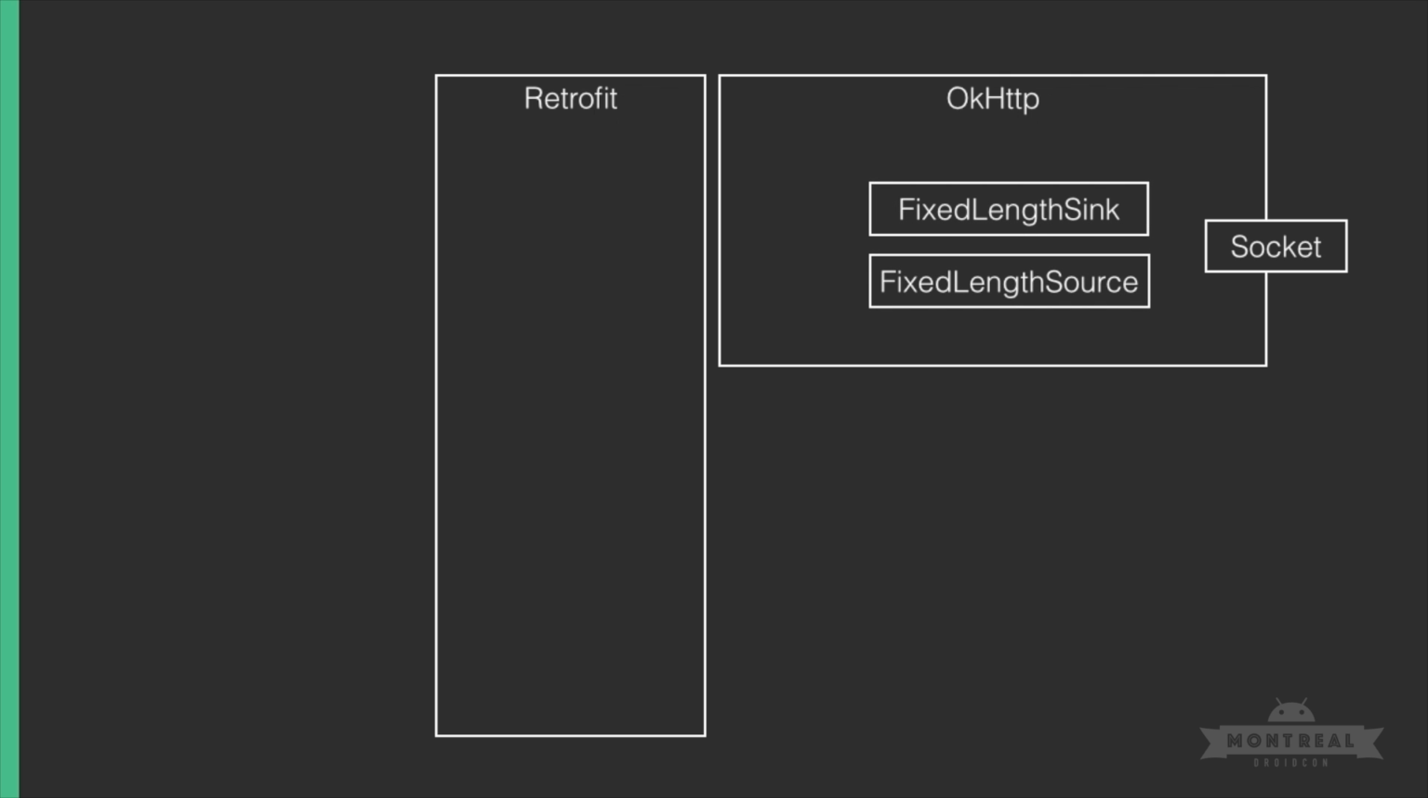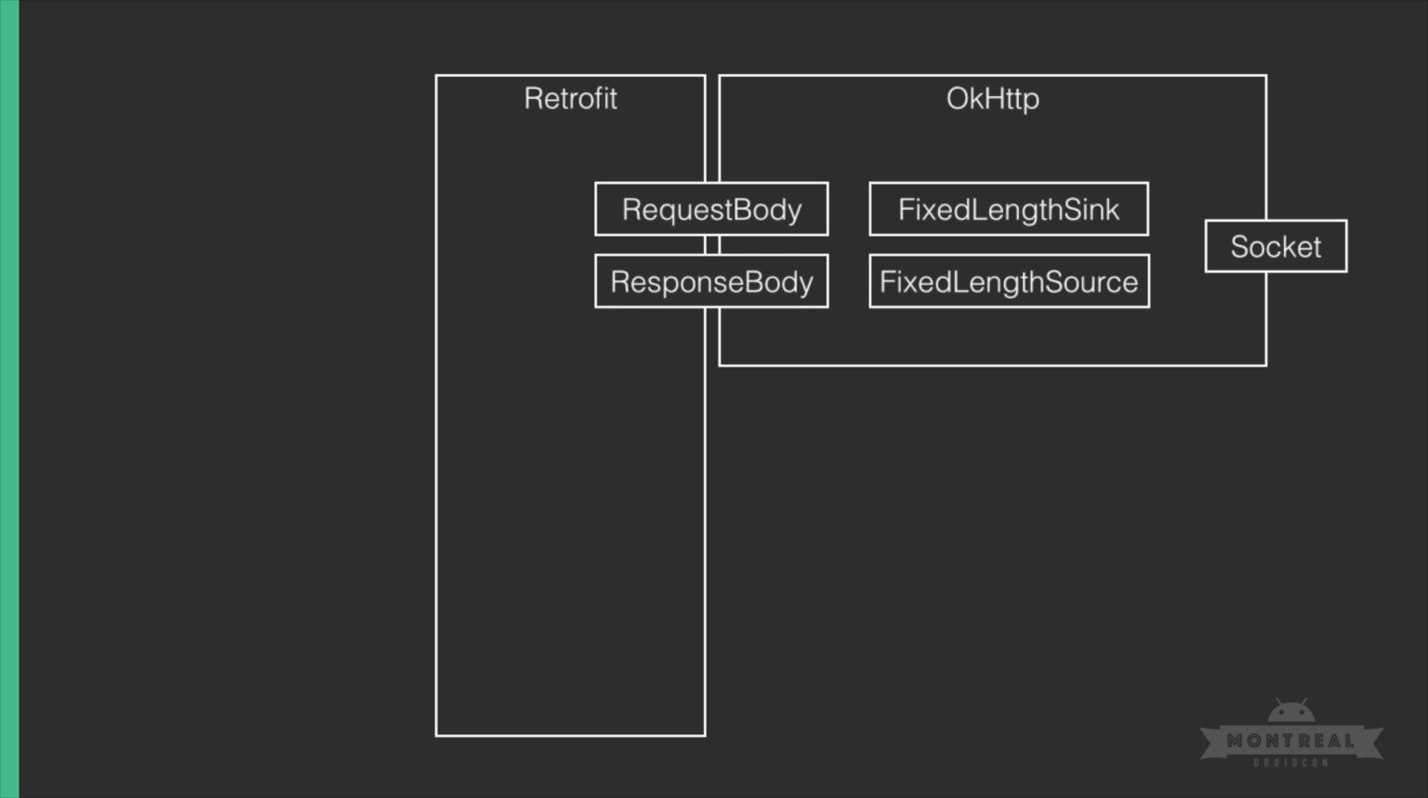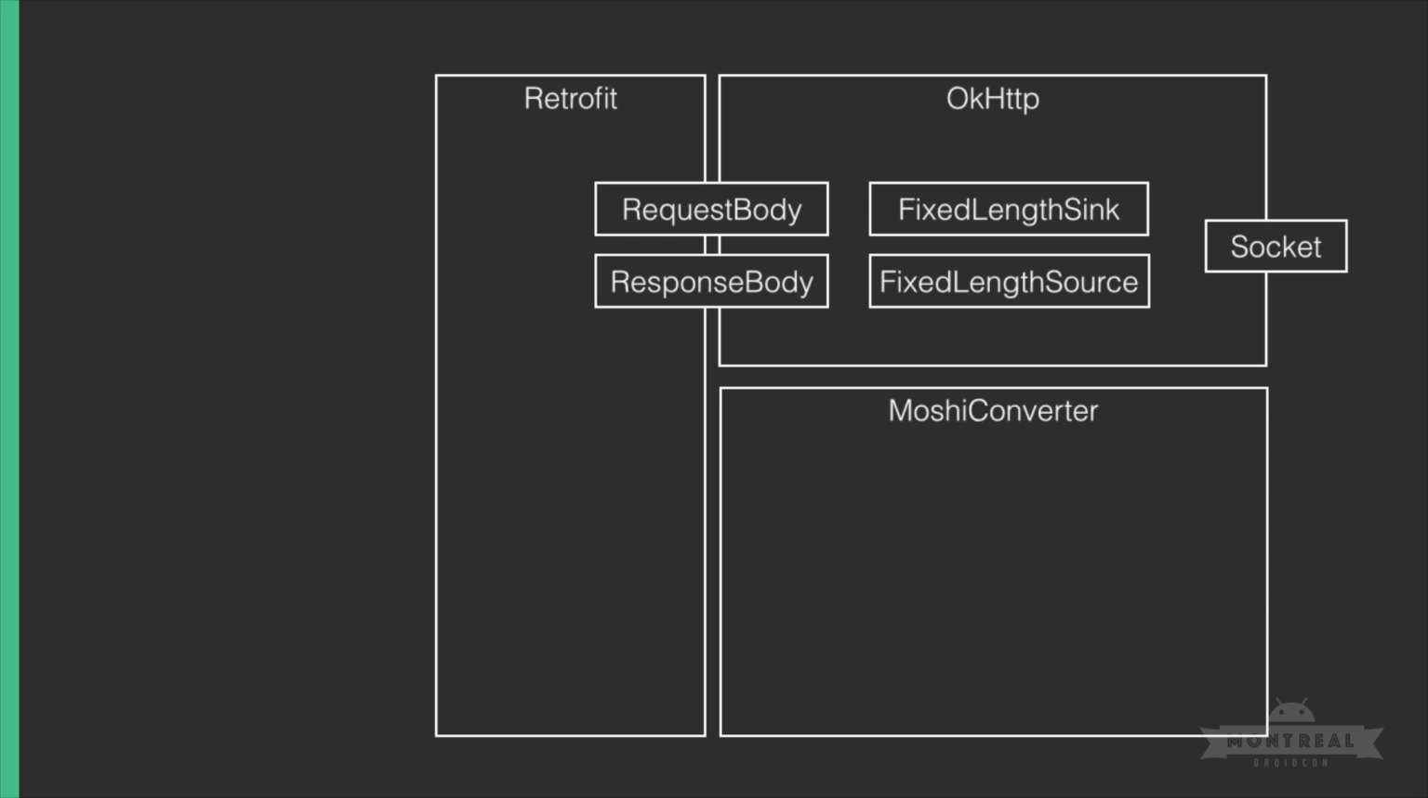We saw in the examples earlier that there's these sinks and sources that OkHttp creates, which allow you to read and write the requests and response. The way that Retrofit talks to OkHttp is through its types, request body and response body. It's actually talking through requests and responses, but for the purposes of showing where the data flows, I'm showing the bodies. Retrofit has the converter indirection. It's not Moshi specific, like I said. So in this case, we're using the Moshi converter.